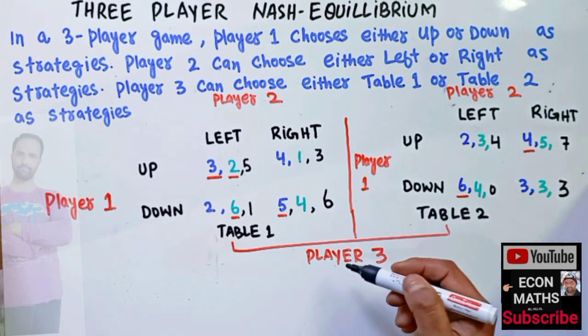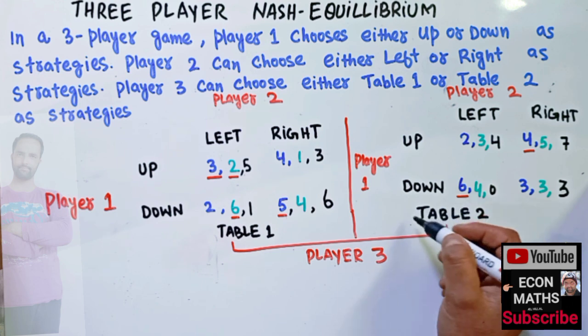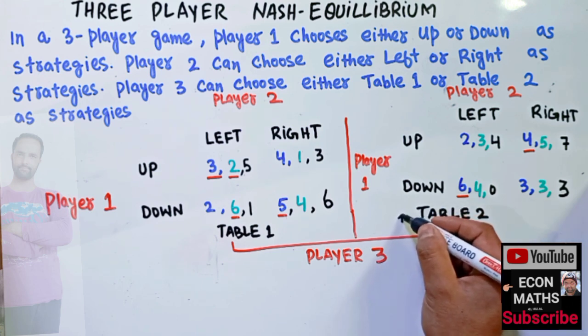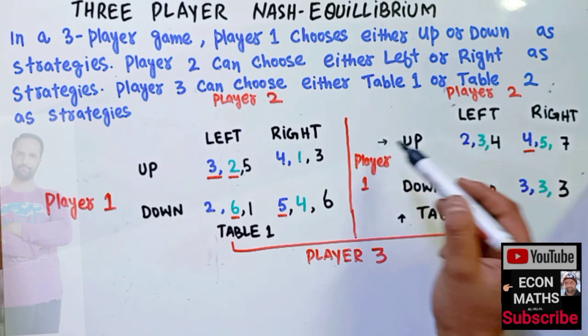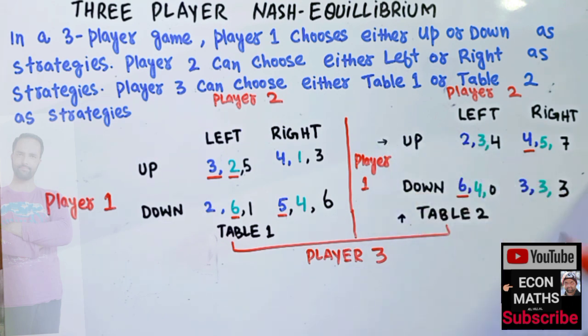Let us suppose player 3 chooses table 2 and player 1 chooses up. Again player 2 has two options, either to go left or right. We are concerned with this row, either to go left or right for player 2. Obviously left gives him 3, right gives him 5, so obviously he will choose more as payoff, that is 5.